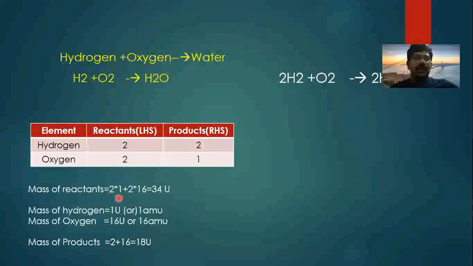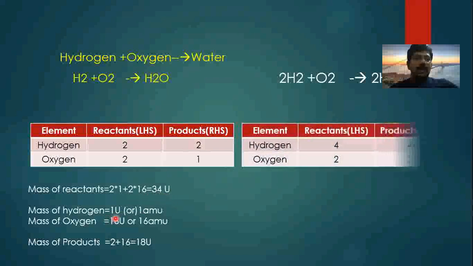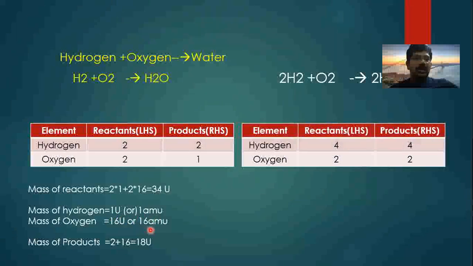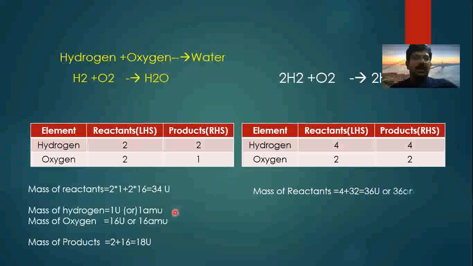Now the mass of the reactants. What is the mass of the reactants? 34 units, because the mass of 1 hydrogen atom is 1 AMU and the mass of 1 oxygen atom is 16 AMU. What is the mass of the products? 18 AMU. What is the product here? Water. So the mass of water is 18 AMU, but the mass of the reactants is 34 units. So they are not balanced. The mass of the reactants is not equal to the mass of the products. At the same time, the number of atoms of oxygen on either side is not the same. That's why you have to balance.